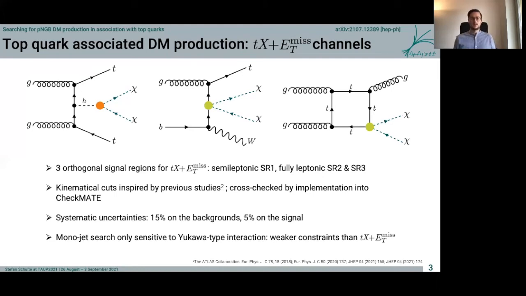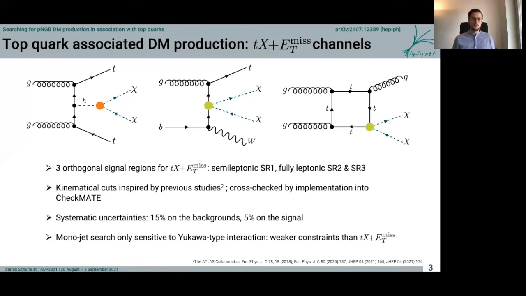Now, regarding our Monte Carlo setup, the generation and showering of signal events was done in MadGraph and Pythia at leading order, for which we assumed a 5% systematic uncertainty. And for the backgrounds, that is t-tbar production, tW, and all kinds of combinations of electroweak bosons plus jets, for that, we mostly relied on POWHEG with next-to-leading order accuracy, assuming a 15% systematic uncertainty.